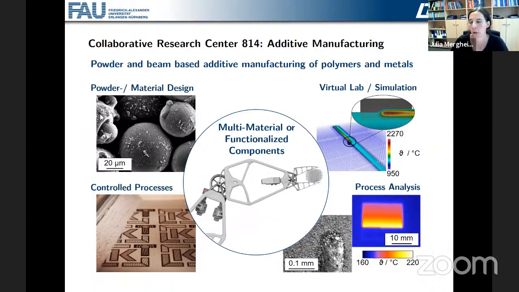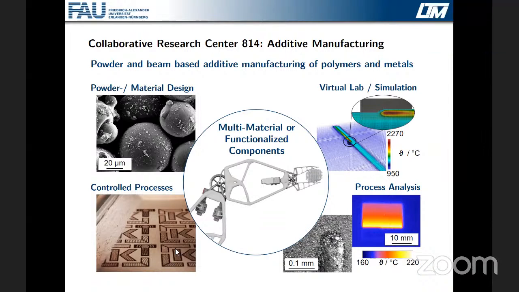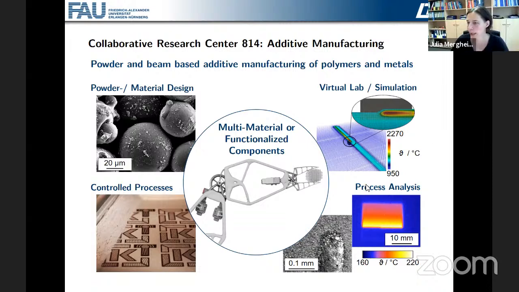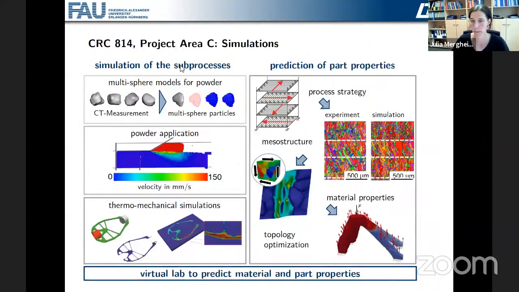The first one is powder and material design. Then we have controlled processes. The third one is simulation. And the fourth one, process analysis. And actually the objective is to produce multi-material or functionalized components by means of the selective beam melting processes. So we mainly work here in this area C, which is simulations.